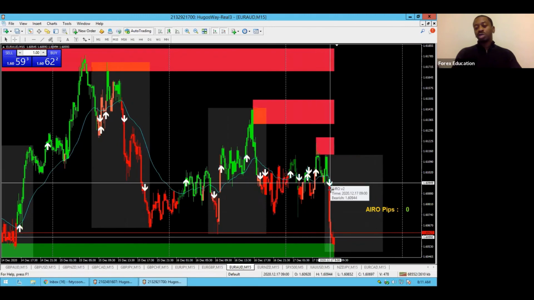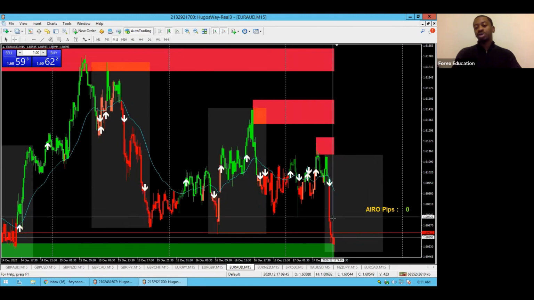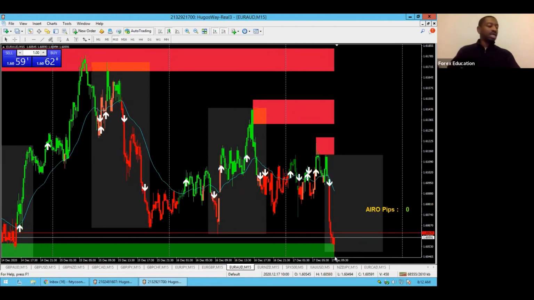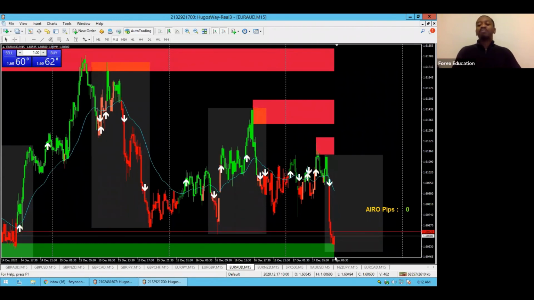Your entry, bounce. Here's an arrow. The arrow came on this candle here. When this candle closed, your entry would be right here. Only 14 pips to the zone. I'm not taking a trade. It went 20. Sure, it happens from time to time, but it's not guaranteed to happen consistently. It's all about high probability trades.